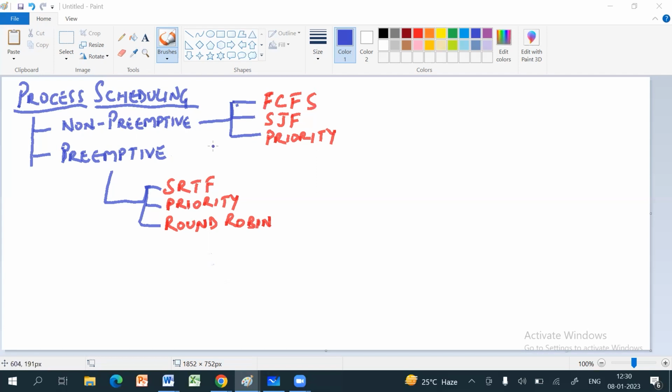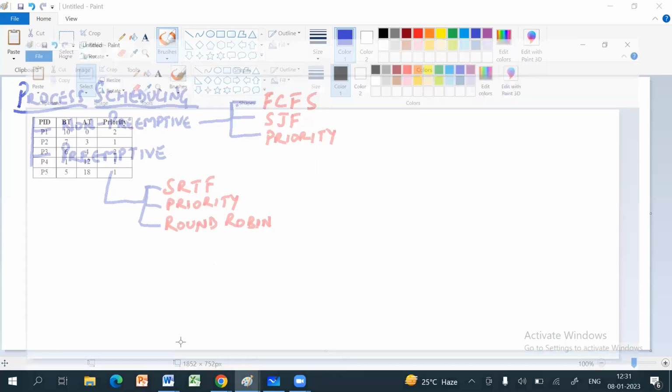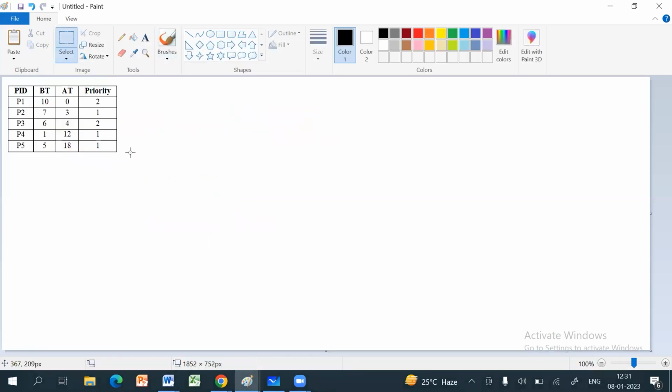In order to understand these techniques, we will take a sample exercise problem here, and accordingly we'll move forward. So here is a small numerical that we'll take into account. Let's say that you are given 5 processes here with their corresponding burst times. BT here is for burst time, and then arrival times are also given to you, and the priorities of each process are also given to you. So we are taking 5 processes for our understanding here.